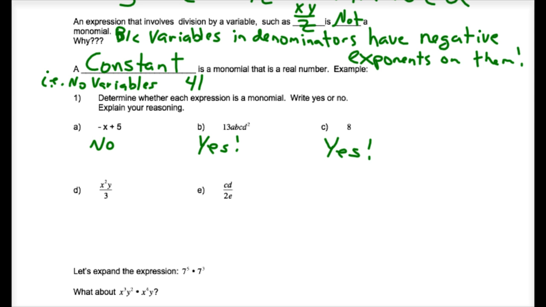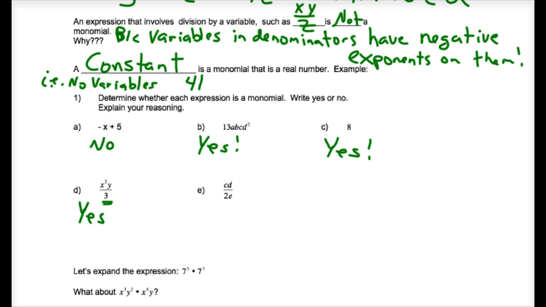D. Yes. Because there's a number underneath and not a variable. It's a number you can divide by. We know what 3 is. It doesn't have a negative exponent on it. Oh, I understand. Good point.